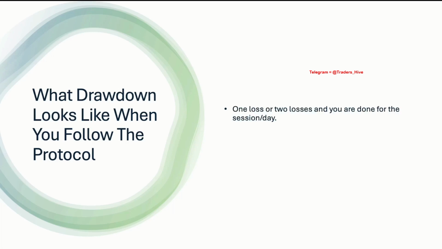What drawdown looks like when you follow the protocol. When you follow your protocol, drawdown looks like the following. You take one loss or you take two losses and you're done for the session or day. You don't try to go out there and do more. No, you're simply content with this. The reason why you're content with this is because by not taking more trades and putting on more risk, you're limiting yourself to only that one loss or those two losses for the session or day.